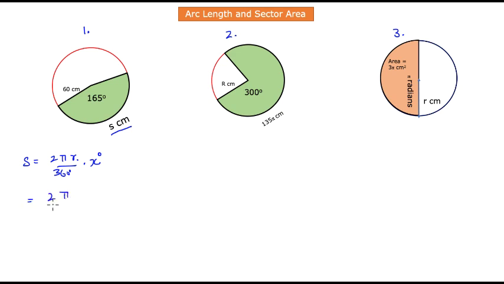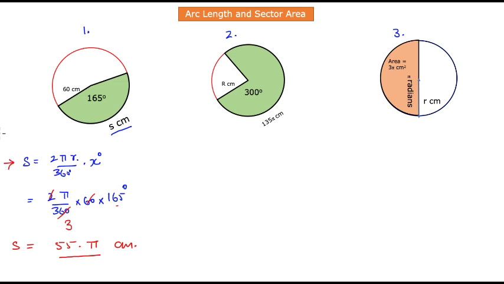We will say that it is 2 pi divided by 360 times the radius, which is 60 centimeters, times x, which is 165 degrees. There are lots of common factors in the numerator and denominator in this case. We get rid of 2 and 60 in the numerator with 360 in the denominator, and we obtain a 3 only, and 165 divided by 3 is equal to 55. So this is 55 times pi, because this pi remains as it is. The arc length in the case of 1 is 55 pi centimeters. It was very simple. Just substitute your values into the expression that you have for the calculation of arc length.